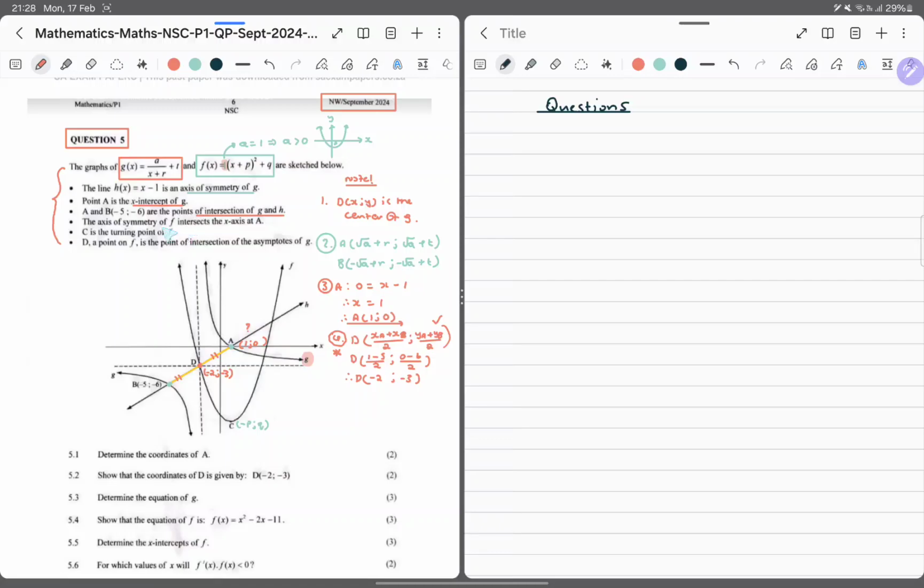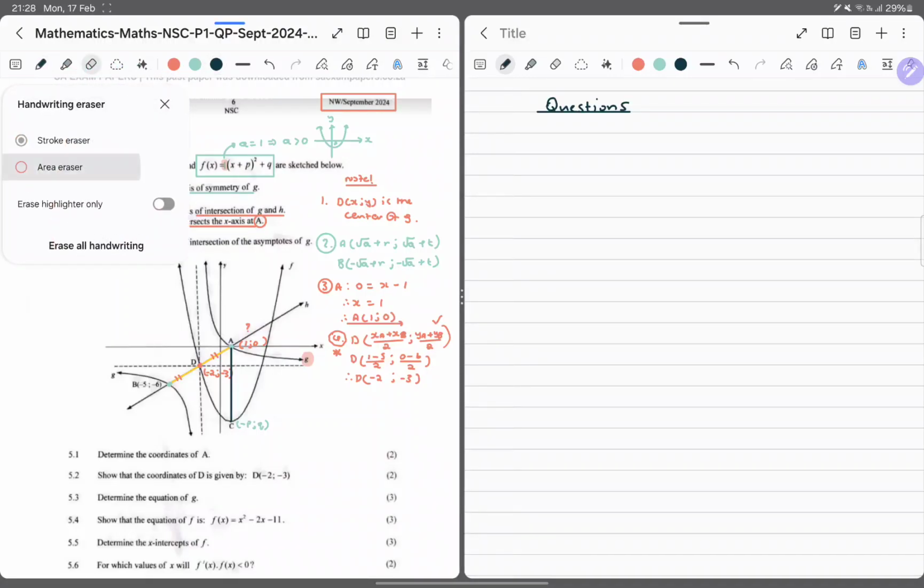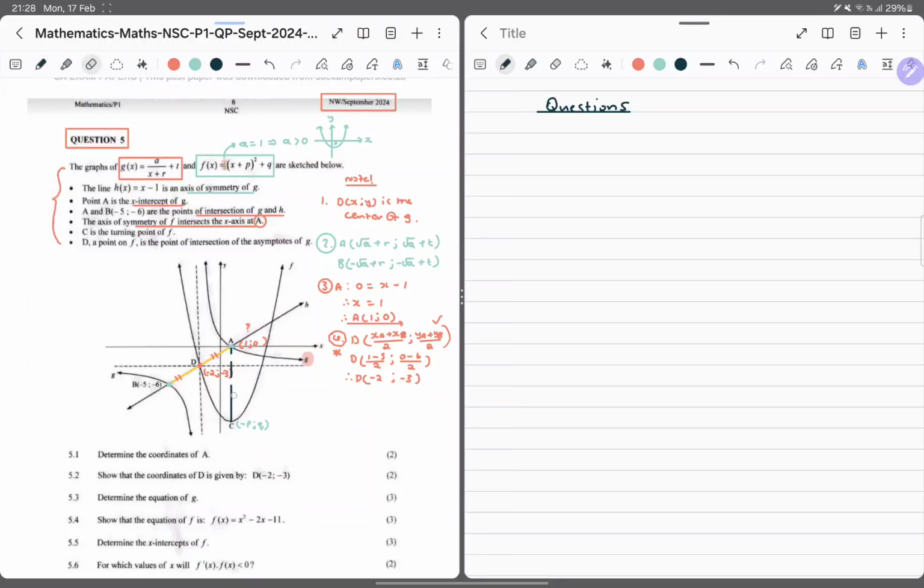The axis of symmetry of F cuts the x-axis at A. So, sorry guys for the coughing. So this means point A and point C. Okay, we don't know, but we would assume that is the one. That is the one. So we know that the axis of symmetry cuts the A. Okay? So it means the x-coordinate at A is the same as the x-coordinate at this point right here. And now this already tells us that the coordinate is 1.